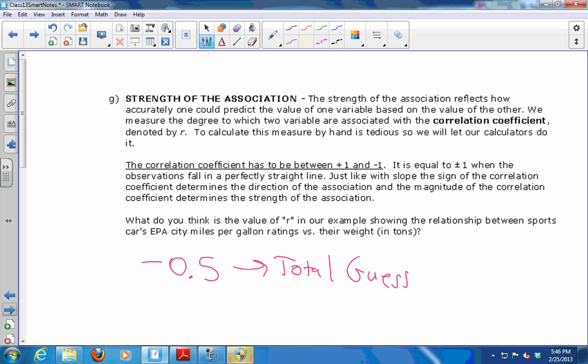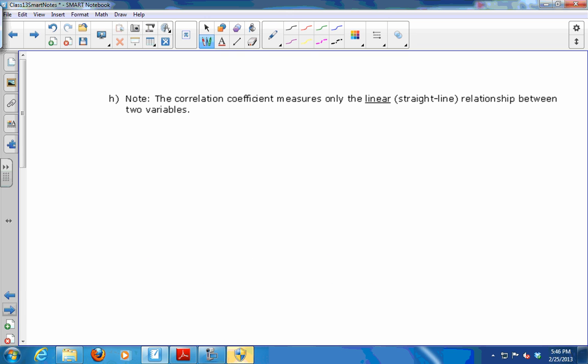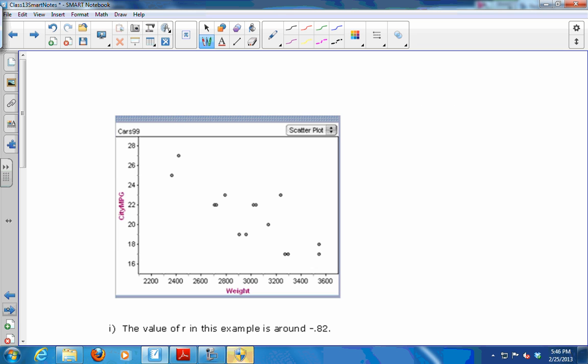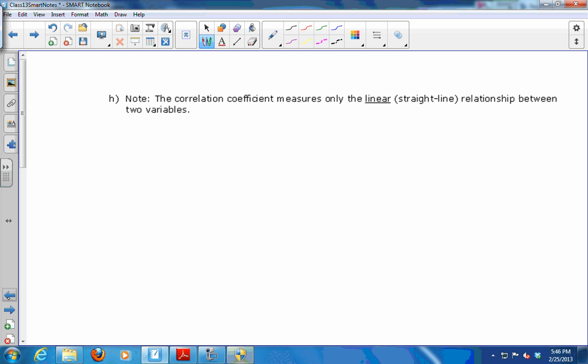Okay, so lucky for us, we don't actually have to figure out how to calculate this R value. We're going to have the calculator do it for us all the time. So correlation coefficients only measure linear relationships. So it's possible to have a relationship between two variables that is real. There's a definite relationship, but it's not linear.